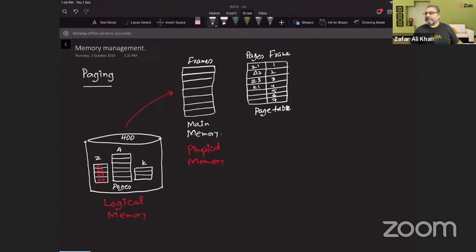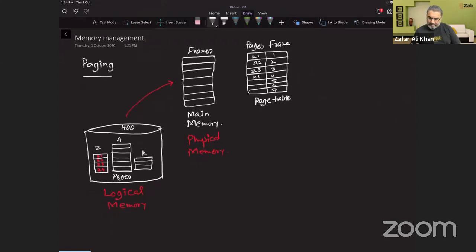So this diagram shows how only pages are loaded to the frames. Now there are advantages of it. There are basically advantages over the older systems.